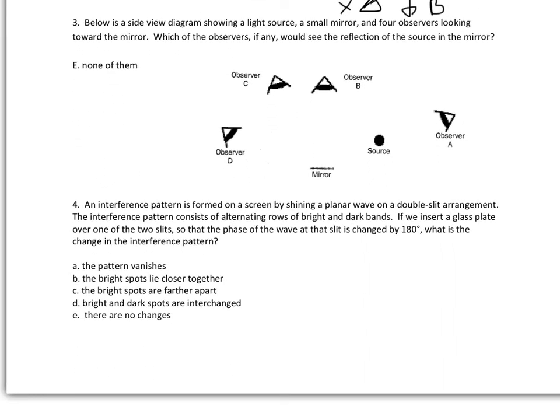Now in problem 3, we're given a side view of some observers, a light source, and a mirror. In this case, you have to use the fact that the angle of reflection is equal to the angle of incidence. So if we draw a normal to the mirror, and we consider the light coming from the source to the mirror, and we make the angle of reflection the same as the angle of incidence, we see only observer D will get light from the source.